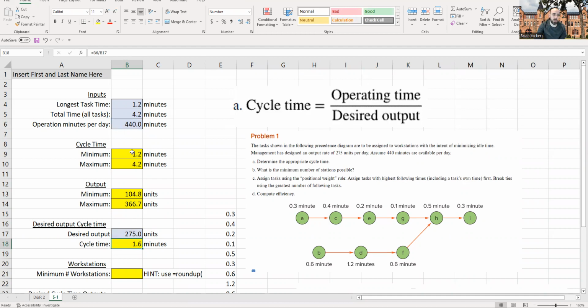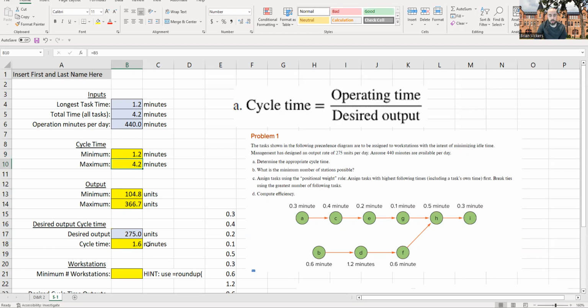And this lies between the minimum of 1.2 and the maximum of 4.2. So we know it's a possible cycle time. We could get it done in 1.6. We couldn't get it done in 1 minute, right? So that's why we've done this, to make sure that the desired output is between our minimum and maximum. So 275 is between 104 and 366. So it's possible to get 275 in a day. And a cycle time of 1.6 minutes is between our minimum and maximum time that we could take to cycle. So that's very possible as well.